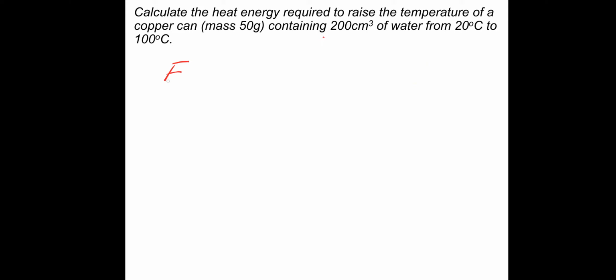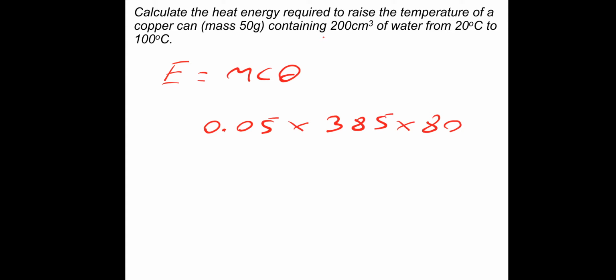So let's do mc theta for the copper. So the mass, 50 grams, so 0.05 kilos, times 385 for the specific heat capacity, multiplied by change in temperature of 80. So that gives us, for copper, 1,540 joules.